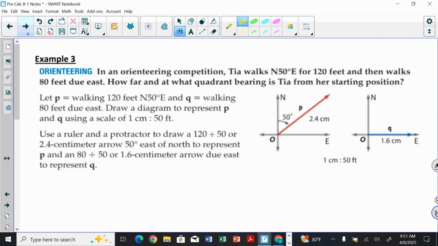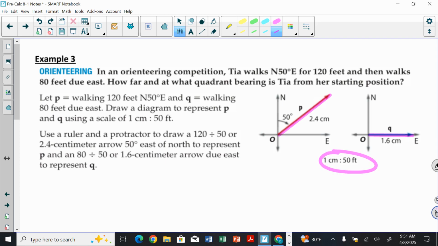All right, so let's do a couple examples of that, and then we'll be done. Whew, that's a long one. All right, so in this competition, Tia walks north 50 degrees for 120 feet, and then walks 80 feet due east. So you've got these vectors here that show she went 50 degrees this way, and then went 0 degrees, or straight over due east, 1.6 centimeters. So draw a diagram to represent P and Q using a scale of 1 centimeter equals 50 feet.